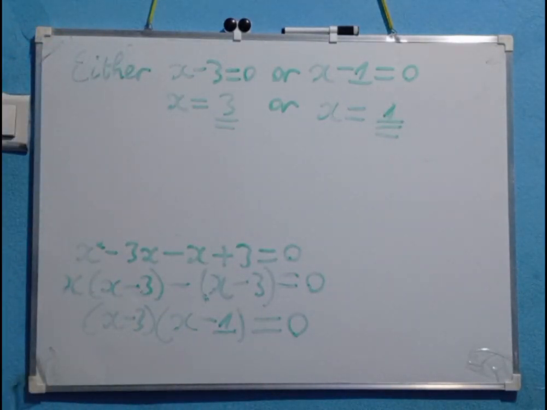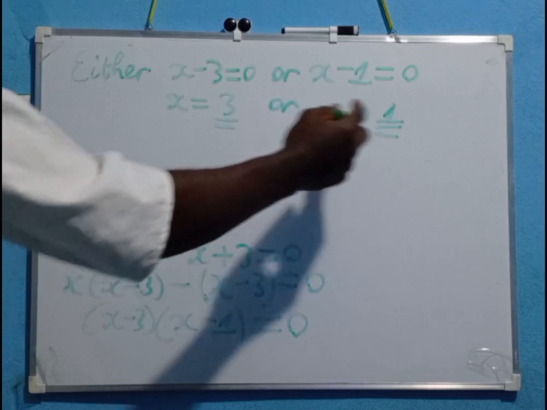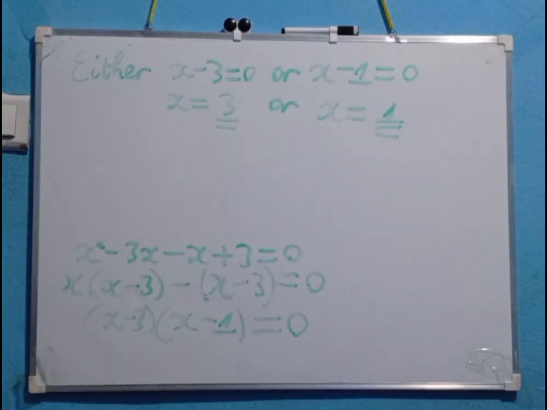Therefore, x equal to 3 or x equal to 1 are the solutions of the quadratic equation x squared minus 4x plus 3. So this is how we solve a quadratic equation by the method of factorization.